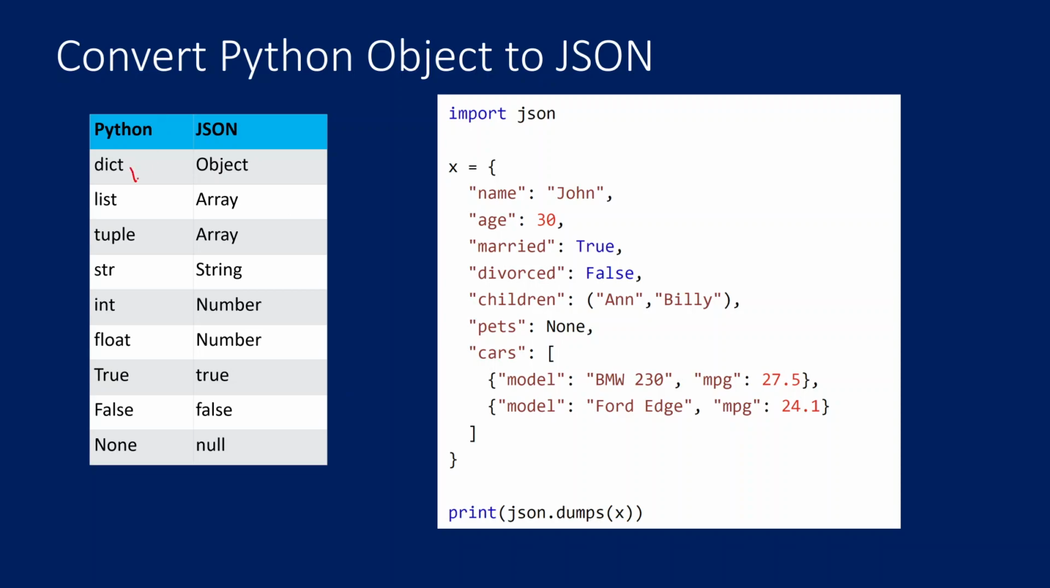For example, in Python, if you have a dictionary, then in JSON it will become a JSON object. Just now we saw that. If you have a list, it is like an array actually. If you have a tuple, even a tuple will get converted into an array. I will show you this practically. A string will get converted into a string.